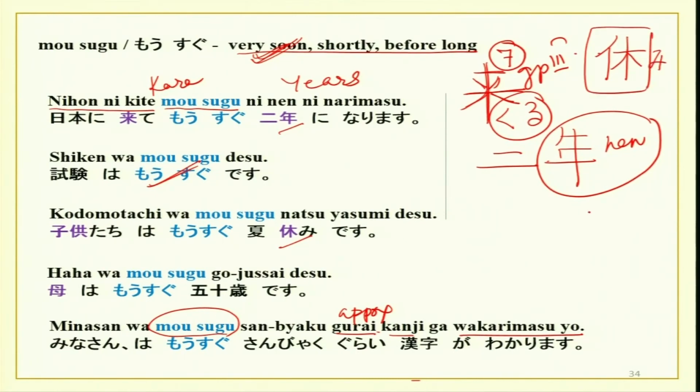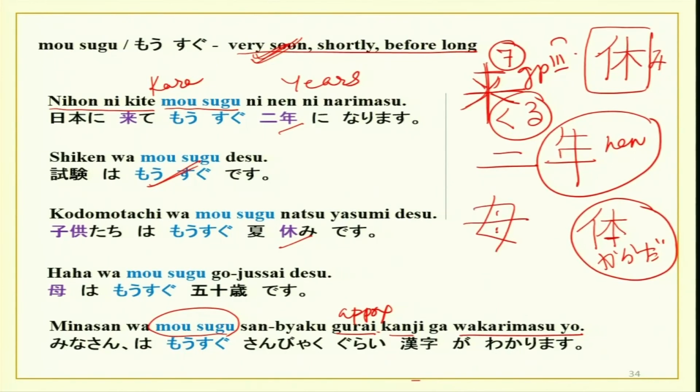And with yasumi we can learn another character which is very similar and that is karada. So you just cut this and make karada which is body. Then haha over here. So lot of kanjis for you, you can practice those at home.